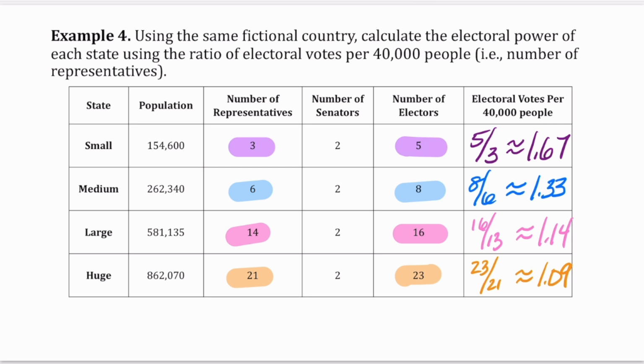So every state gets 2 senators added to their number of representatives. For a state with few representatives, those 2 extra electoral votes makes a huge difference. But for a larger state that has a lot of representatives, those extra 2 electoral votes don't make as much of a difference.